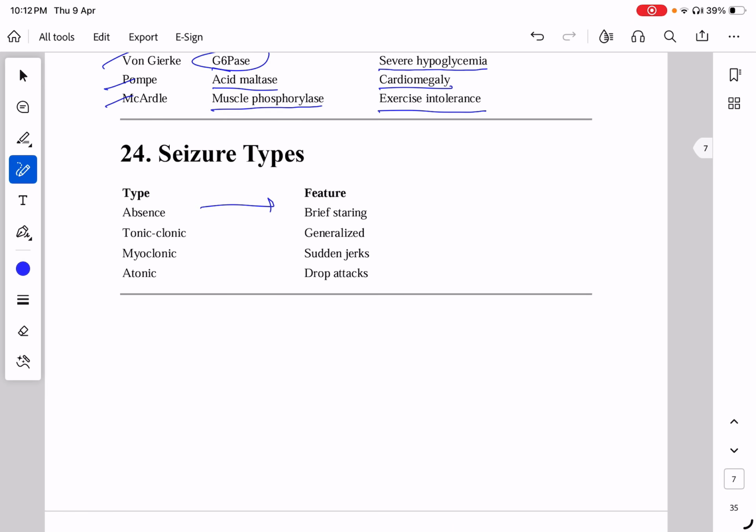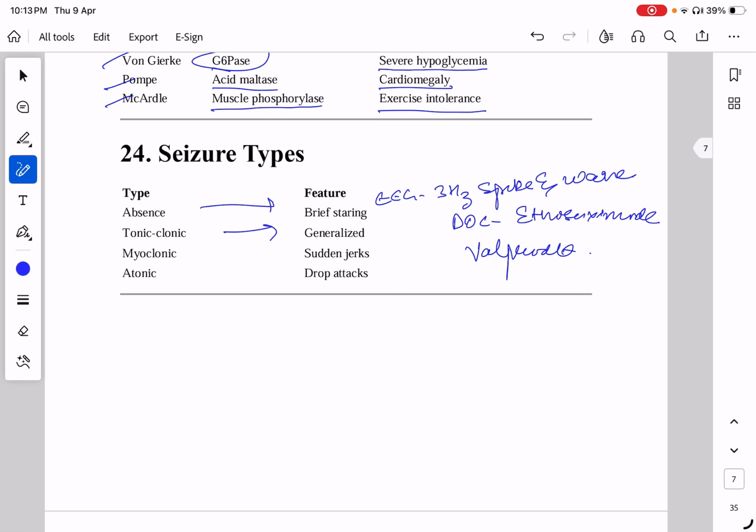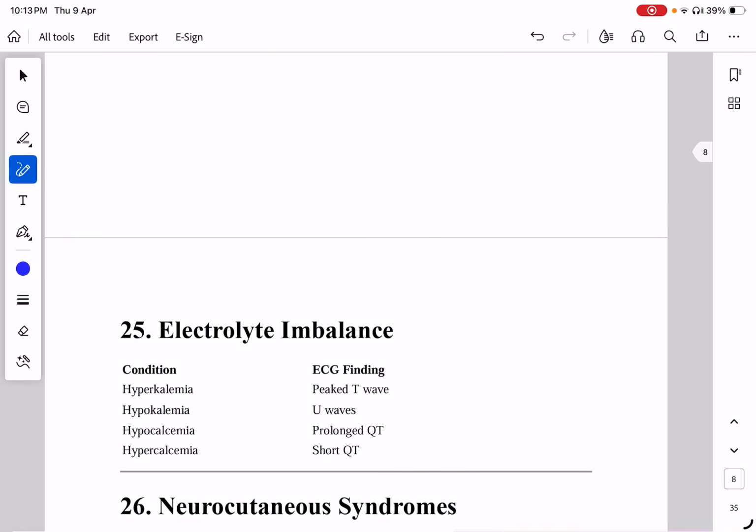Absence seizures: brief staring look. EEG feature of absence seizures is 3 Hz spike and wave pattern. So this is important for absence seizures. Drug of choice for absence seizures is ethosuximide. If it's not available, then we can give valproate. Tonic-clonic; generalized myoclonic, sudden jerk-like movements; and atonic means drop attacks.